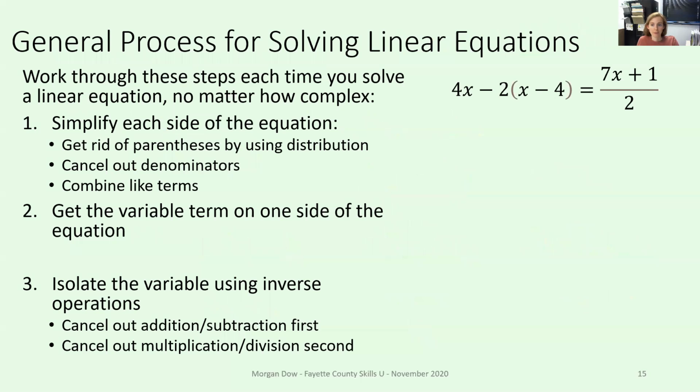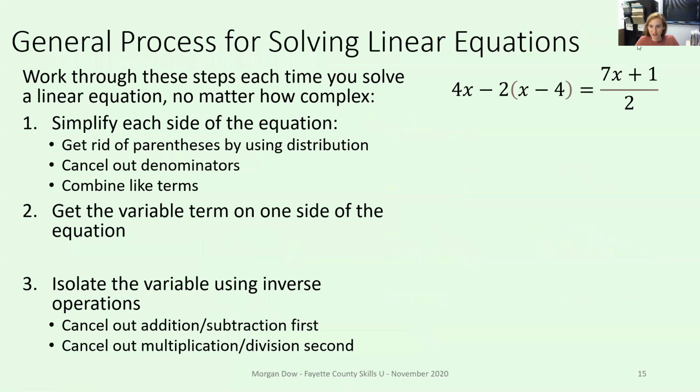All right, so a general process for solving linear equations. No matter how complicated your linear equation is, this is a set of steps that you can follow that will give you good guidance to getting to the solution. So first thing you do is you simplify each side of the equation individually. So you kind of cover up one side and just focus on the other and then switch sides. So you would be getting rid of parentheses by using distribution, canceling out denominators, and you'd be combining like terms.